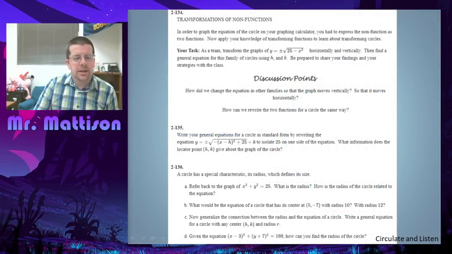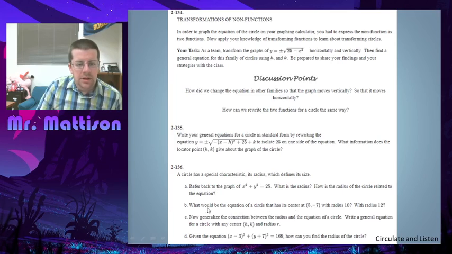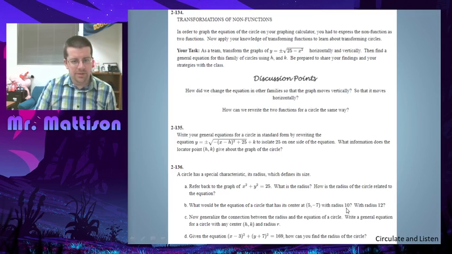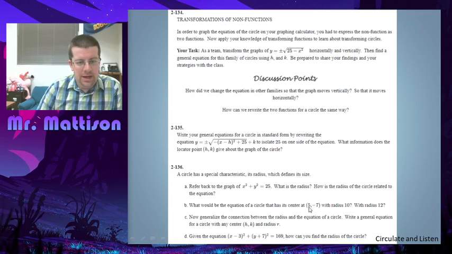And then, what would the equation of a circle that has a center at 5, -7 with a radius of 10 be? Well, my h would be 5, my k would be -7, my radius is 10.